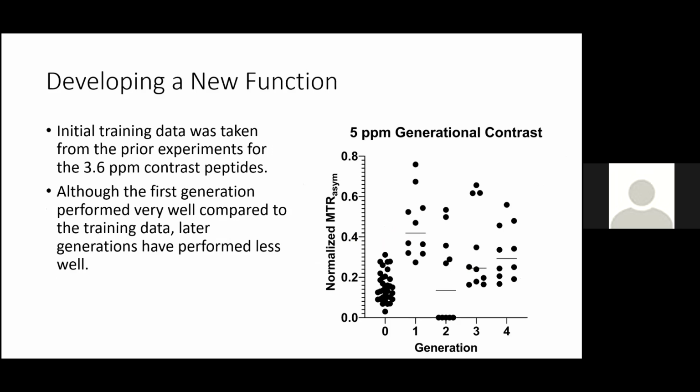The initial training data for these experiments was taken from the 3.6 work. And so there are fewer generations done of these than there were of the 3.6, since we had to build up our training data set beforehand. Although the first generation did fairly well, especially compared to the training data, later generations have not performed as well. I'm not entirely sure of the reason why, but I believe it's because we primarily have negative responses and very few positive ones to learn from in the training data.